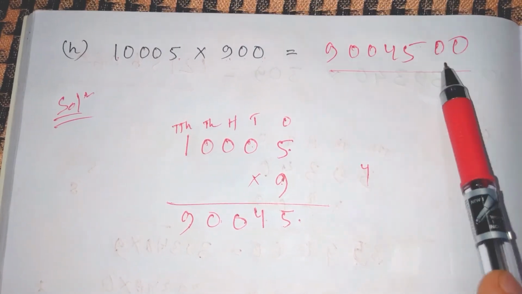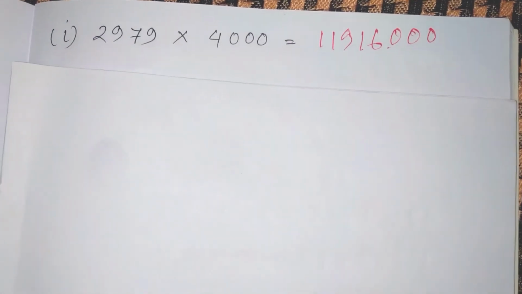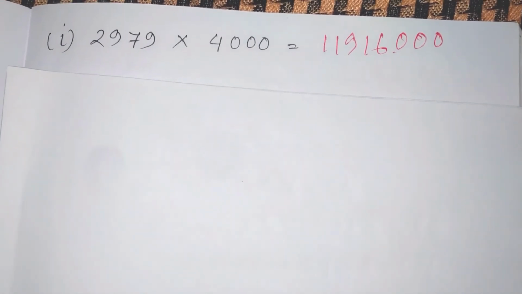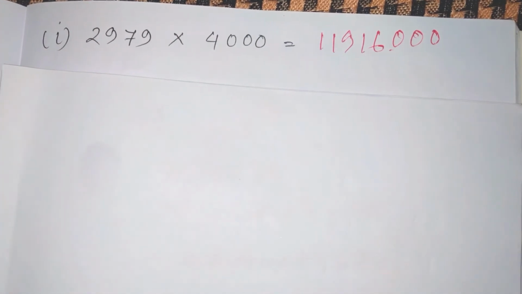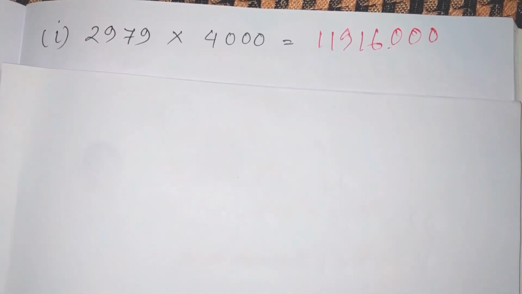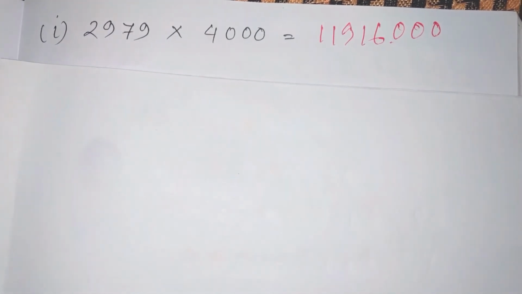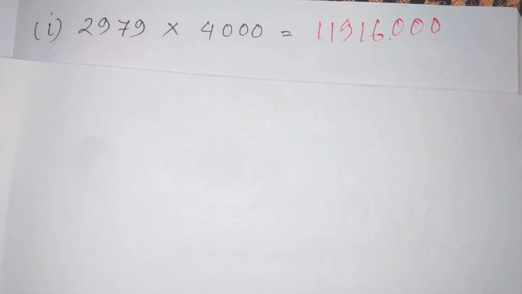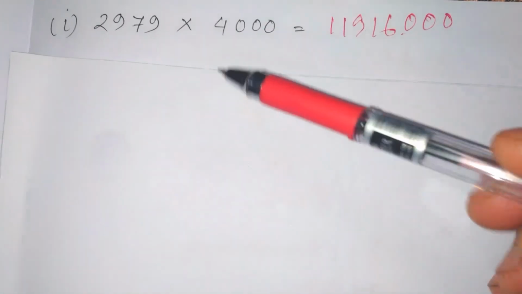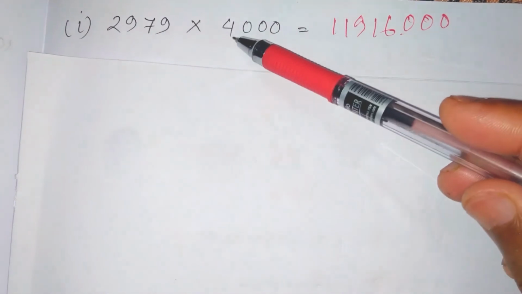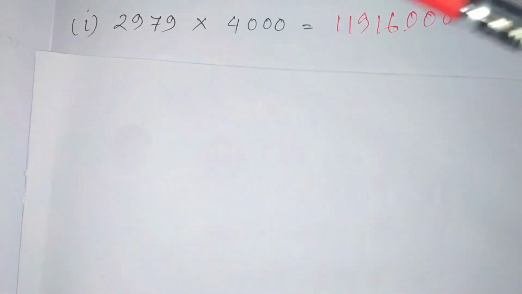Let's see the last question. Students, this is the last question, question number I. Here you have 2979 into 4000. In the sixth property, we have understood how to multiply these kinds of numbers where you have thousands, 4000 only. For this, you just need to multiply the multiplicand with the 4, the first number, or we can say the 1000 place number, and then you have to add 3 zeros at the end.